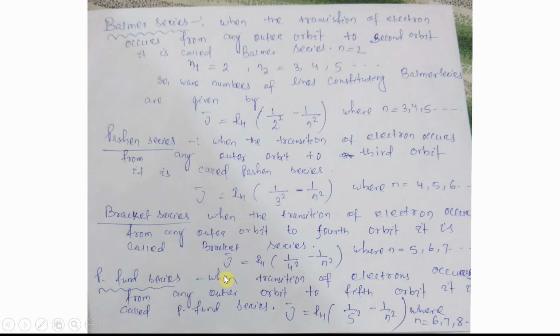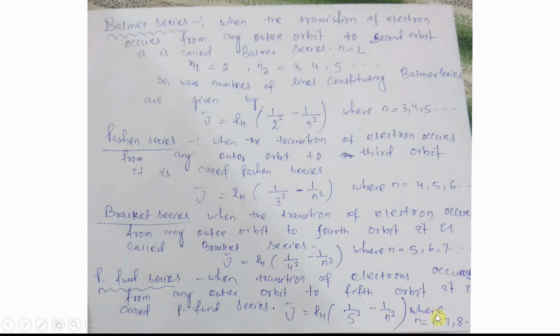Then come to the Pfund series. When the transition of electrons occurs from any outer orbit to the fifth orbit, it is called the Pfund series, and the expression for the wave number is written as nu bar equal to RH whole into 1 by 5 square minus 1 by n square, where n is 6, 7, 8 onwards.